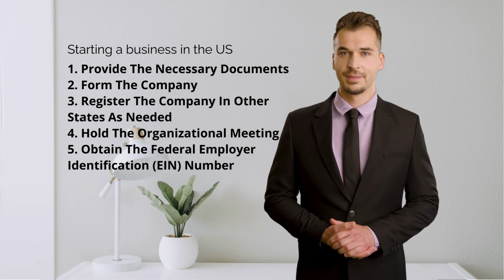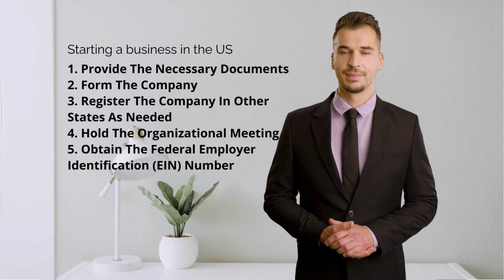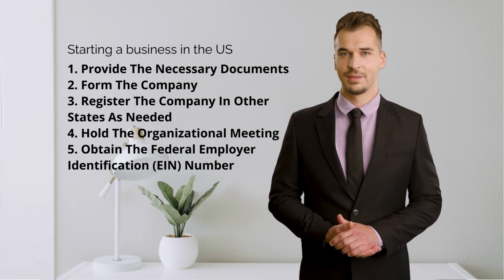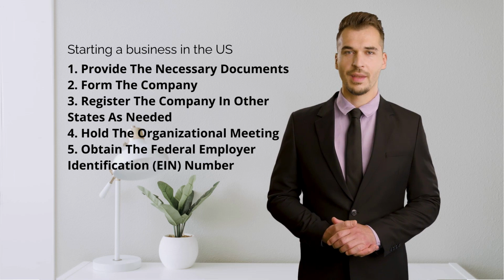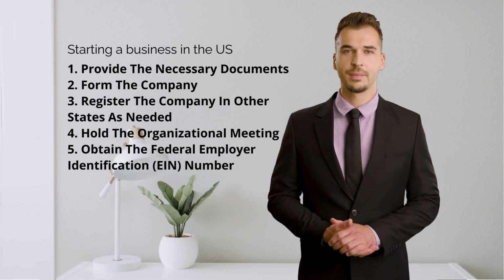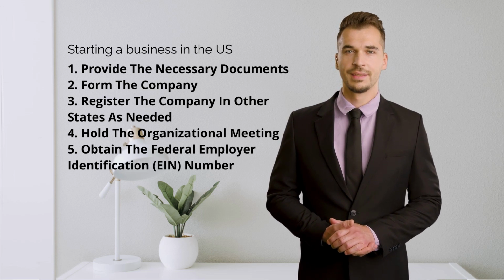5. Obtain the Federal Employer Identification Number. A Federal Employer Identification Number, or FEIN, also known as an Employer Identification Number, or EIN, is required for opening a bank account, hiring employees, and conducting business. This number is obtained by filing Form SS-4 with the Internal Revenue Service.